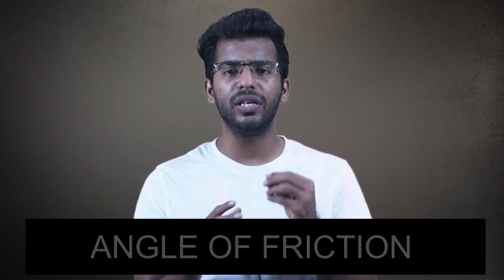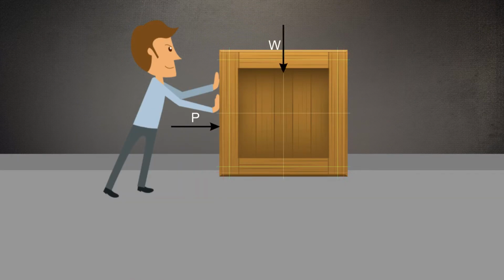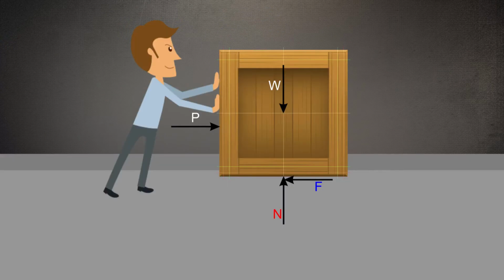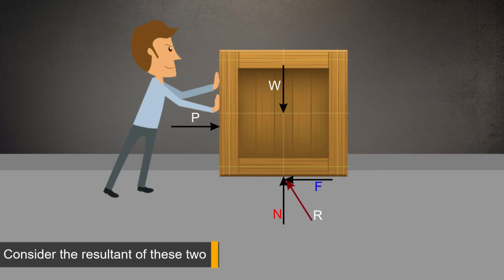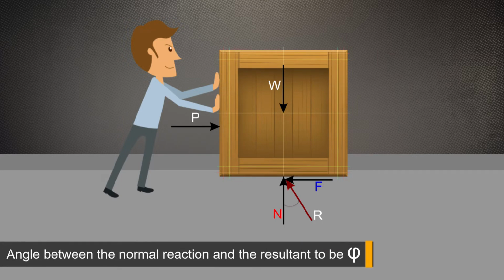The next concept we learn is the angle of friction. Any body under friction will have a tangential force at the point of contact and the normal reaction to the weight of the body. As these two forces occur in every frictional problem, it is better to consider the resultant of these two and know about the object's behavior. We consider the angle between the normal reaction and the resultant to be phi. Now, to understand this angle of friction, let us consider a few different cases.